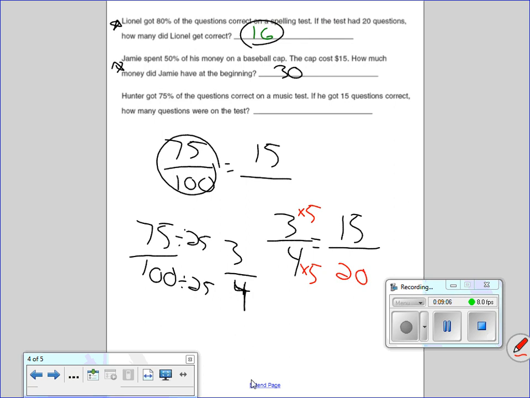I'm going to read the question again. If he got 15 questions correct, how many questions were on the test? 20 questions were on the test. You see how I did that?